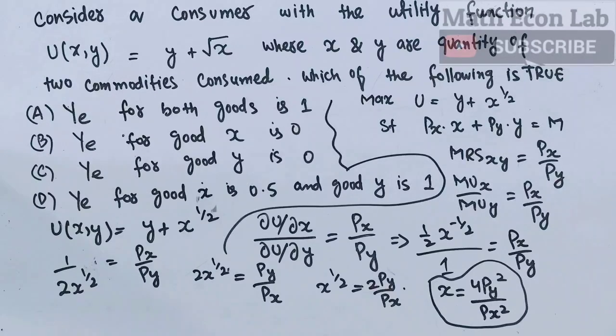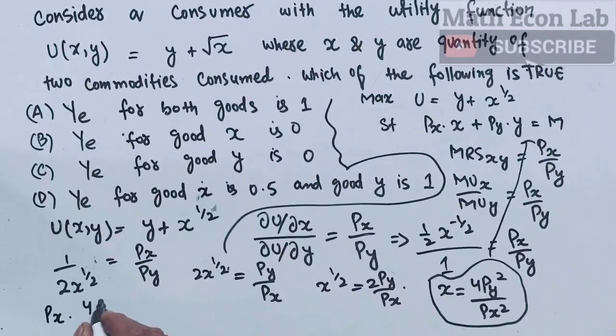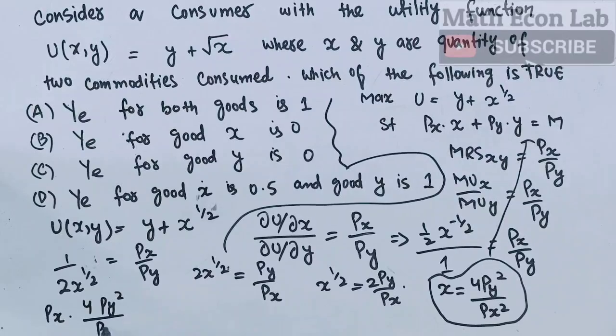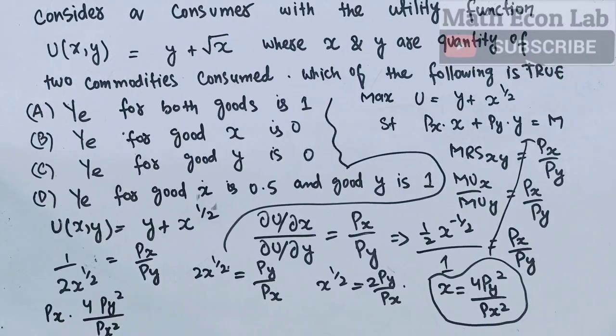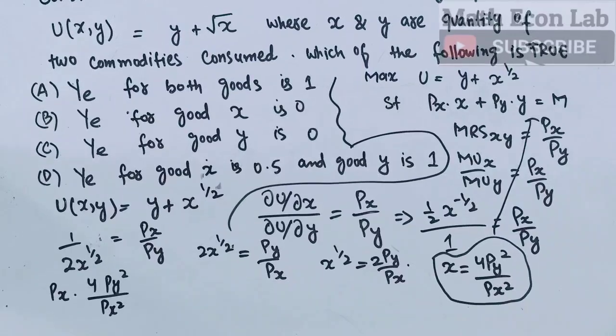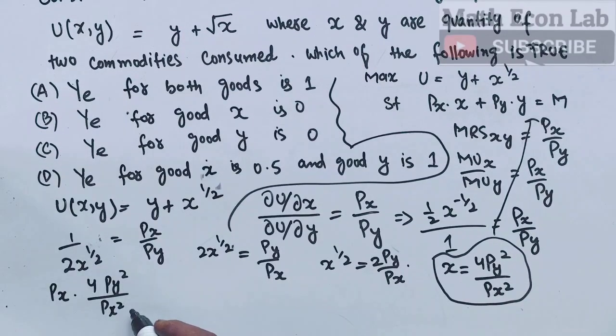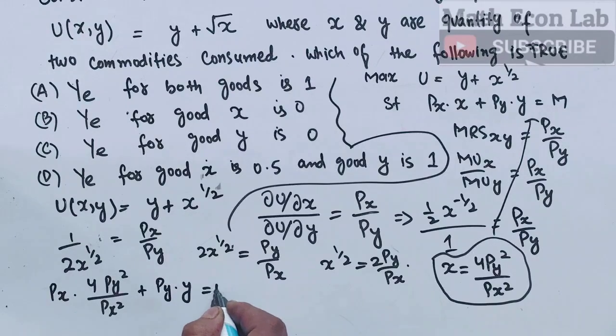Now demand function for good y is, plug this value into the budget constraint, that is, so m will be equal to, so price of x times the value of x is 4 py square divided by px square. Okay, I hope I am within the limits. So, okay, this stuff here, so px times x is this, plus py times y is equal to m.